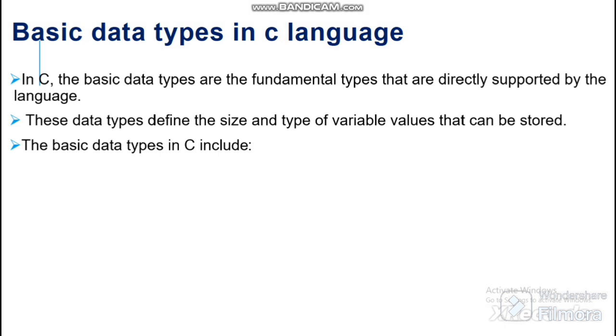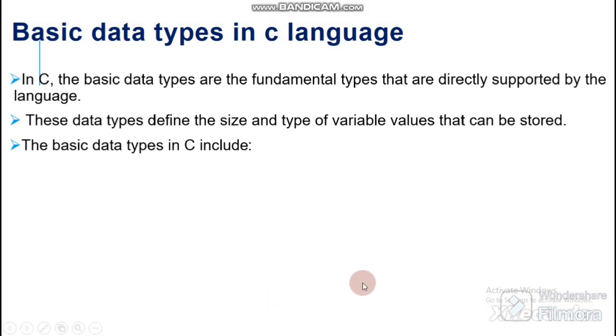What is a variable? A variable can store some values. For example, if you are declaring a variable as an integer, 2 bytes of memory will be allocated. Float means 4 bytes. Character means 1 byte, like that. So these data types define the size and type of a variable. Here, what is the type of variable? If you are declaring a variable as integer, it's an integer data type. If you are declaring a variable as a float, it is a float data type.